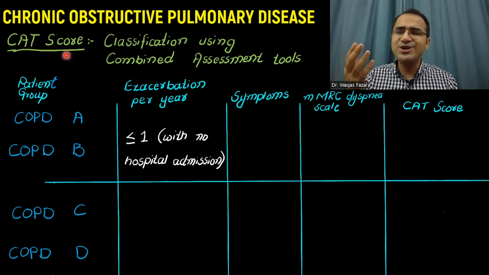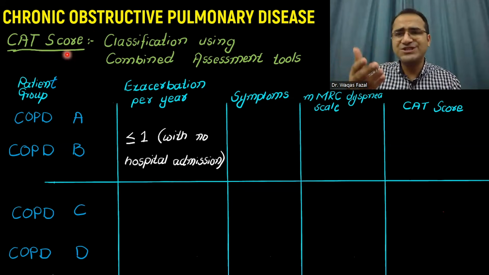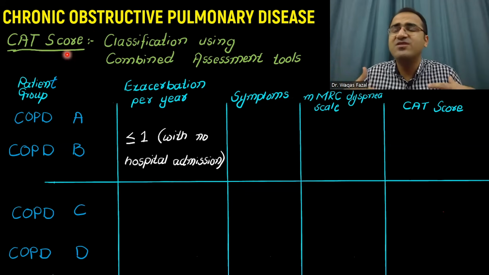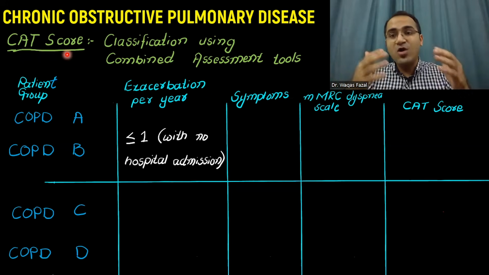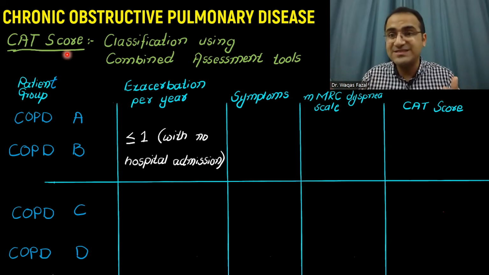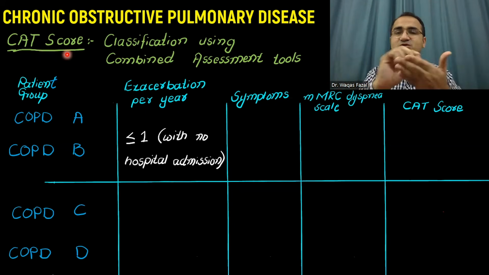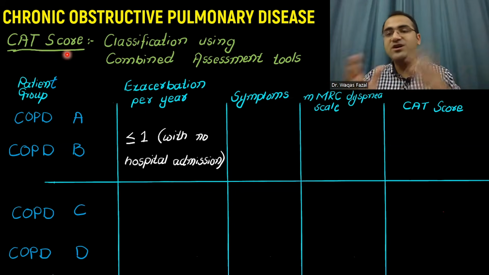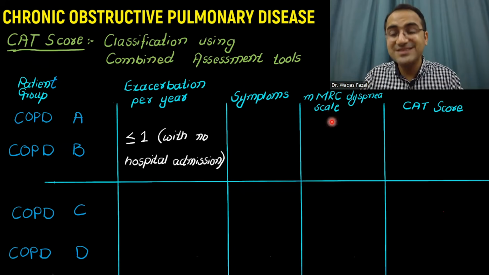In the CAT score, what they do is that they give some questionnaires to COPD patients, and in the questionnaires they ask how many times they have phlegm production, how many times they are coughing throughout the day, how many times they feel breathless, how many times they feel chest tightness, symptoms like this, and those patients fill up those forms, and according to that they score it. Other than that, the MRC dyspnea scale is also used.